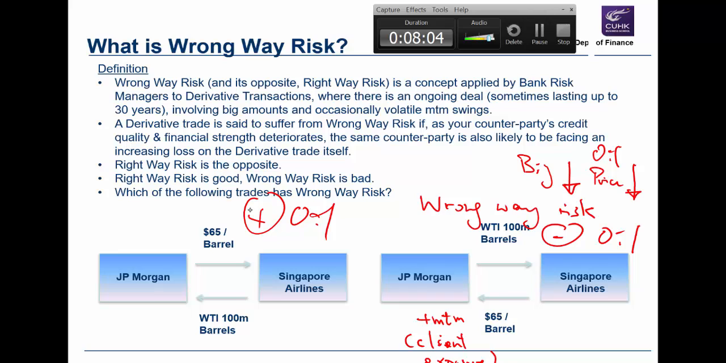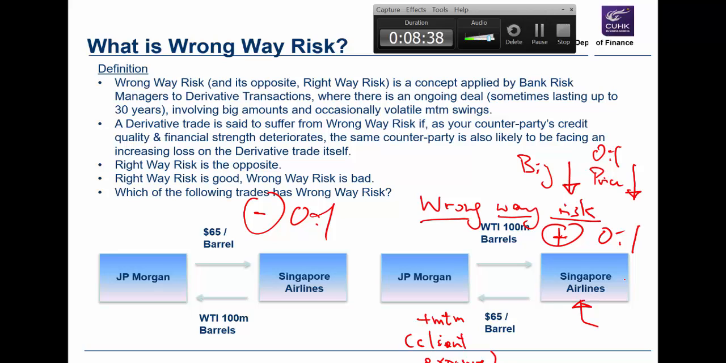Oh no, I beg your pardon. Here they are short oil. They are selling oil. Here they are long oil. So on the right hand side, if you are long oil, and if the oil price goes down, then this trade will go bad for Singapore Airlines, and that is also a moment when it is likely that the economy is bad and this company is not doing so well. Now, that is known as the wrong way risk. Is everyone okay with that idea?